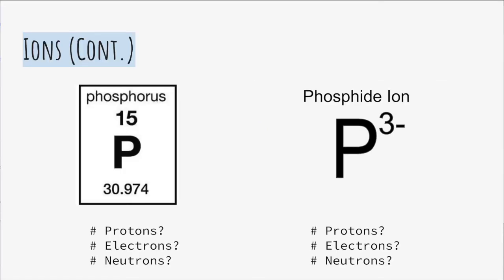So go ahead and try these 2 examples. You may want to pause the video, but can you identify protons, electrons, and neutrons in our neutral phosphorus? And then can you identify those same categories, but for a phosphide ion?